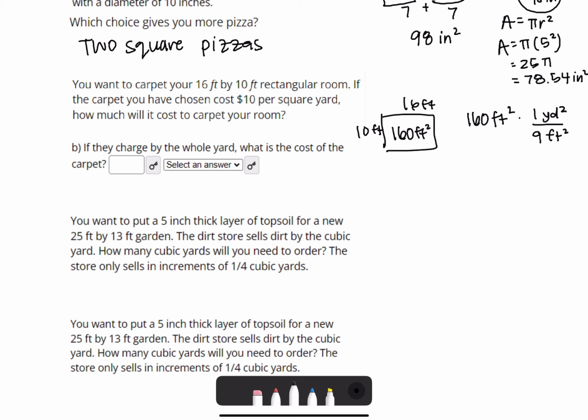And you get 17.78 square yards. And then 17.78 square yards times $10 per square yard is $177.80.